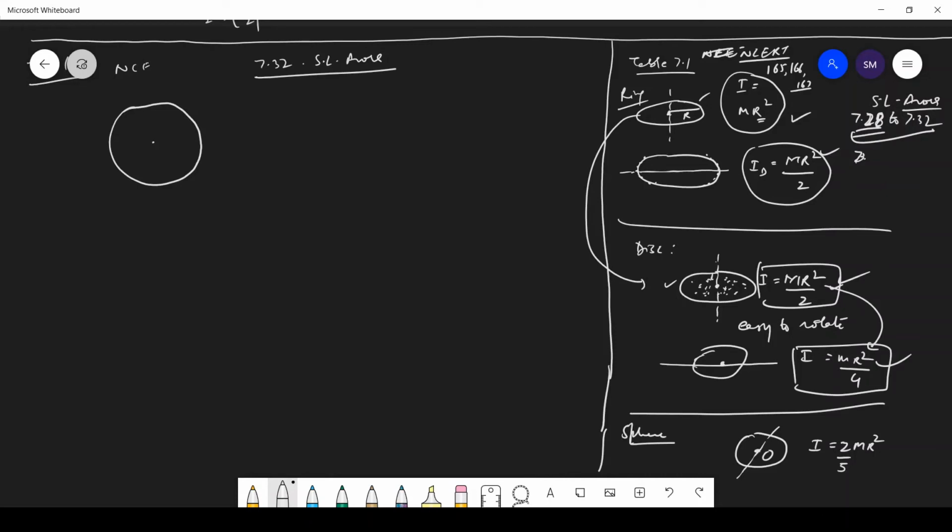So we have the formula, given in table 7.1. The same formula is given to us: the moment of inertia I passing through the diameter is equal to 2 by 5 mr square. So how to derive it? The derivation of this formula is given on page number 7.32 in S L Arora.